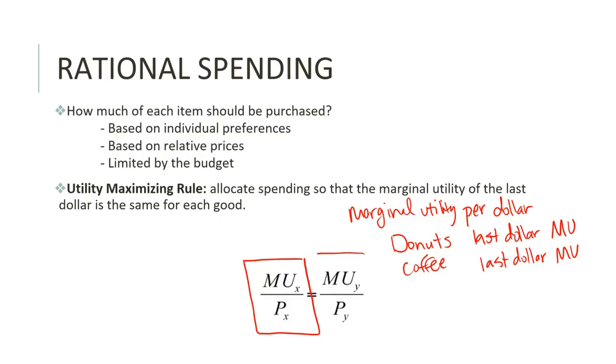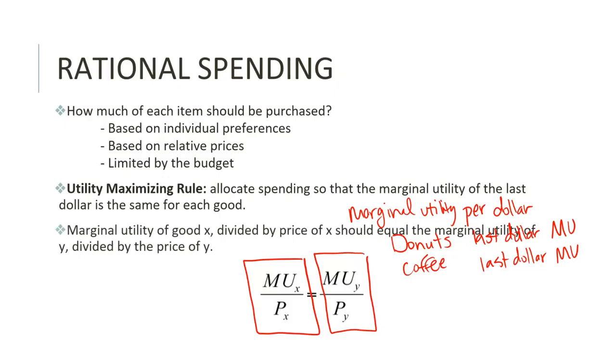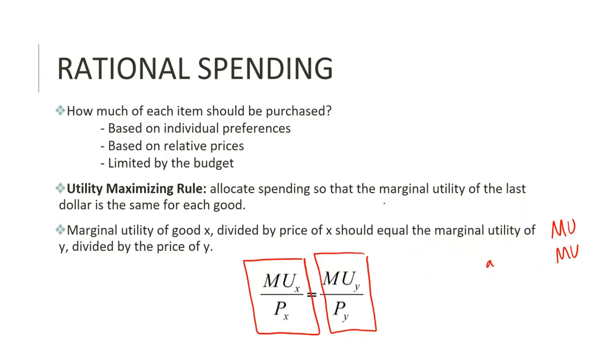Okay. How we do this is we're going to take the marginal utility of one good divided by its price, and we want to find where that is equal to the marginal utility of the other good divided by its price. So marginal utility of good X divided by price of X should equal the marginal utility of Y divided by the price of Y. And if these are not equal, it usually means that you're not maximizing utility. Because if you just shift a little bit more money over to the one with the higher marginal utility per dollar, you'll be doing a little bit better. So it means you're overspending or underspending.